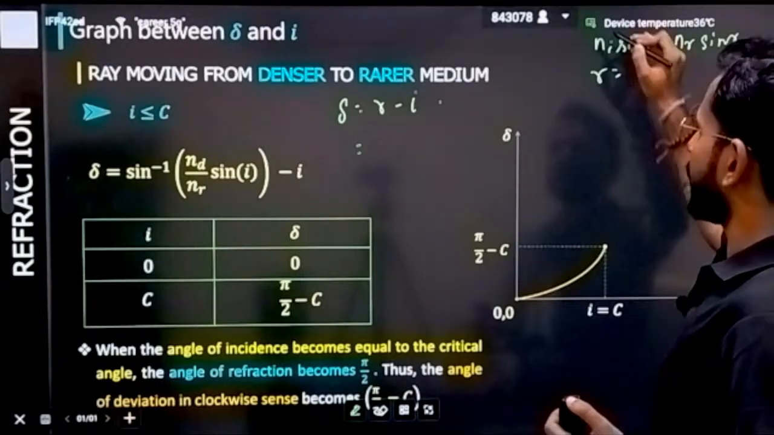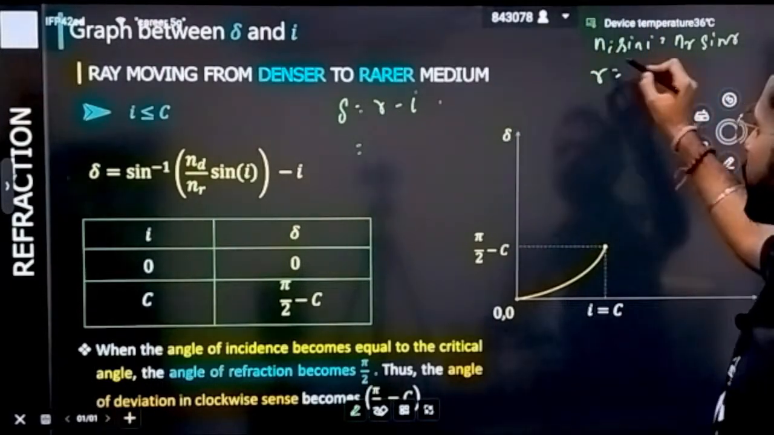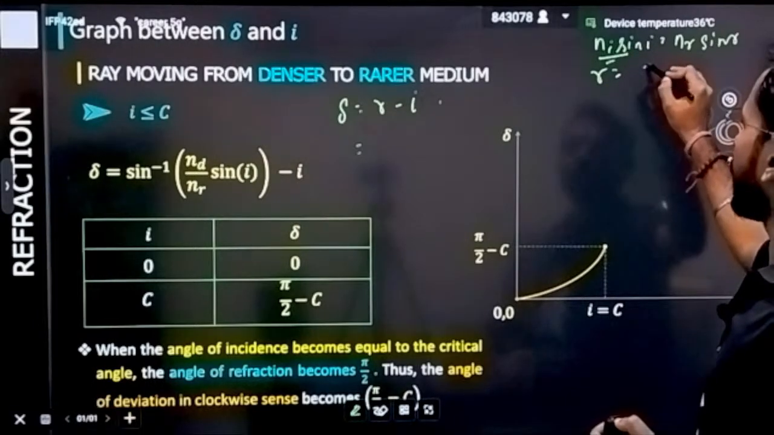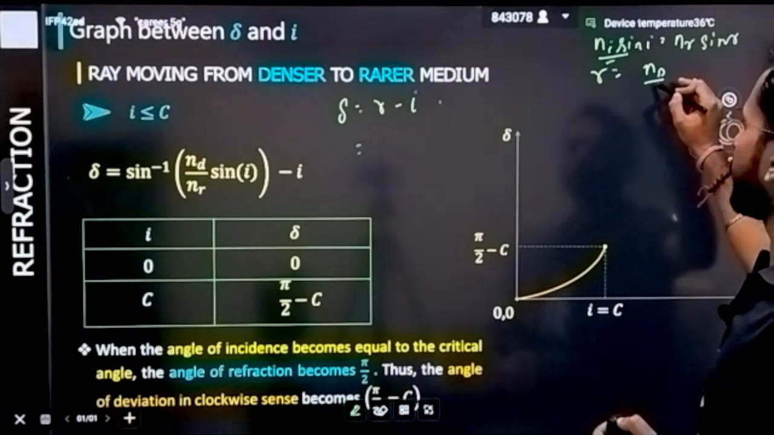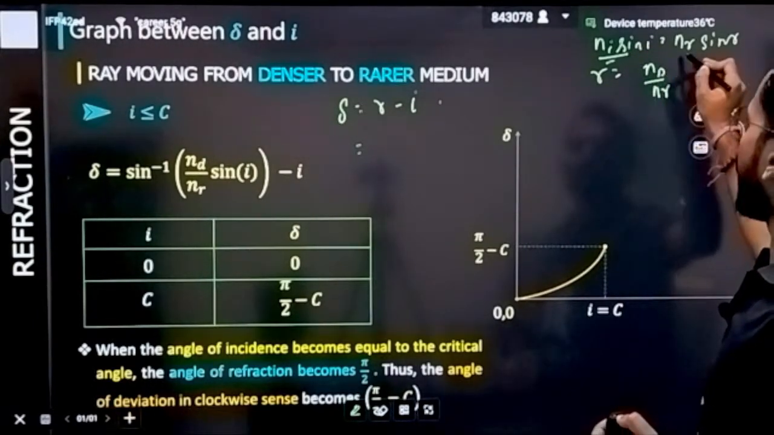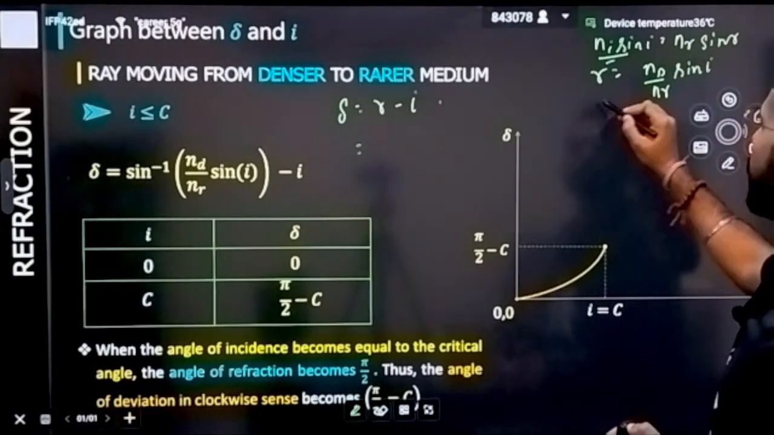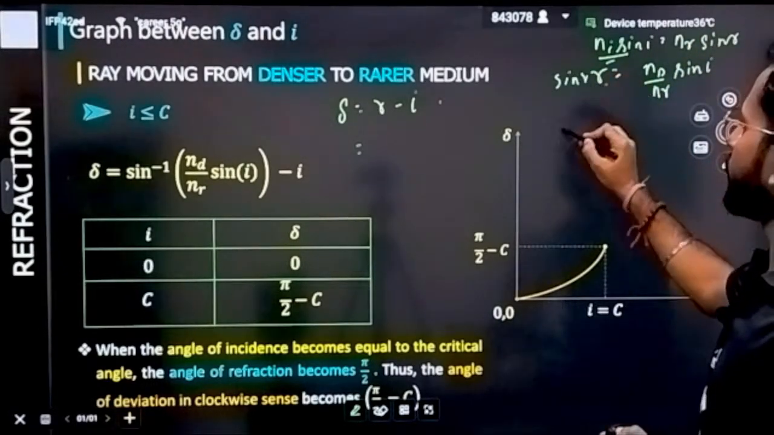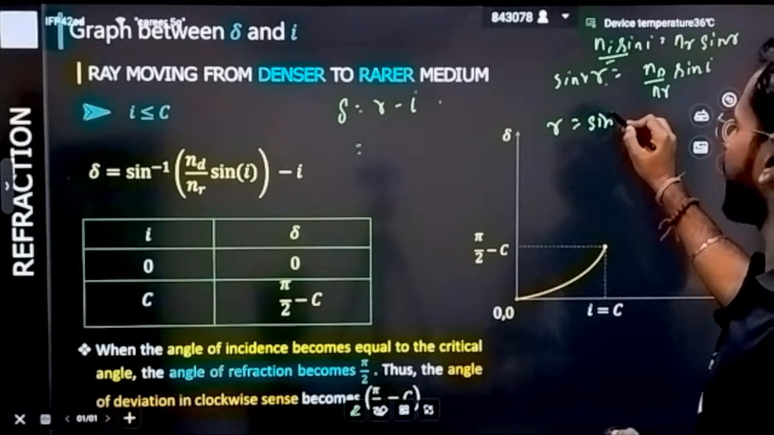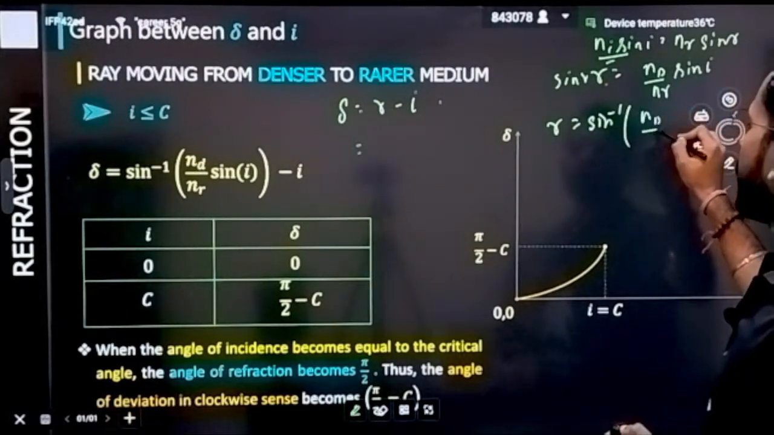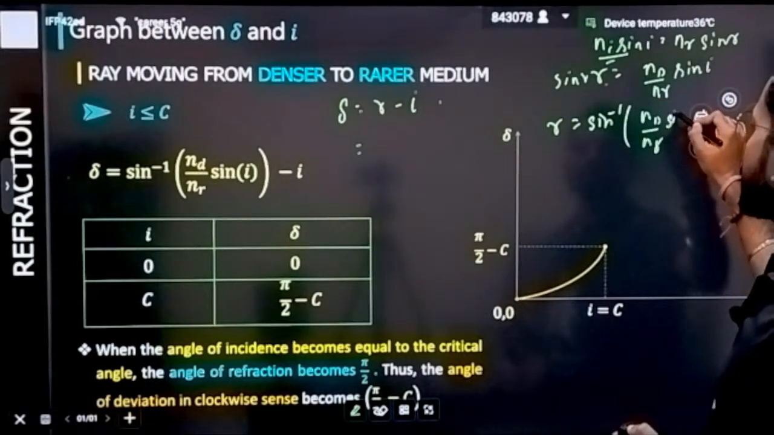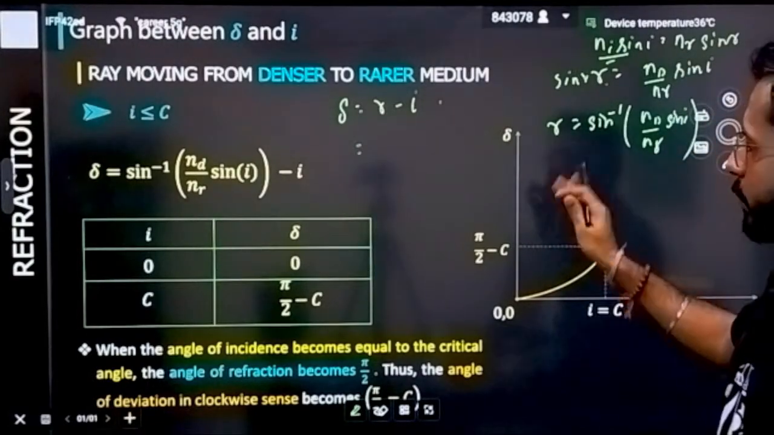R you can write, and if it is going from denser to rarer medium, you will be writing what? N denser divided by N rarer, and here it is what? You have to write sine of i divided by sine of r. That means r, if you have to write, you will be writing sine inverse of this complete term, N denser divided by N rarer into sine of i. This is what you will be writing.